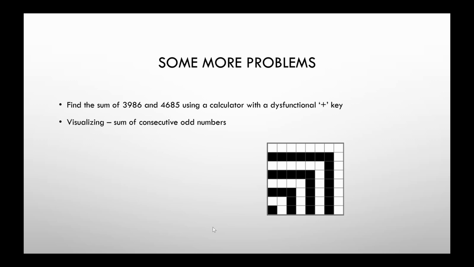And you can do several kinds of visualization now. So this is a very simple visual for sum of consecutive numbers and why they're always squares. So you can see 1 plus 3 plus 5 and so on.